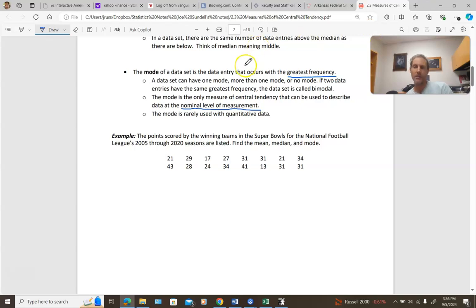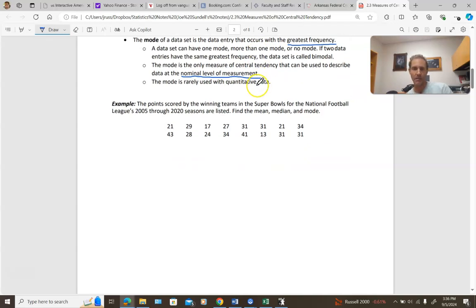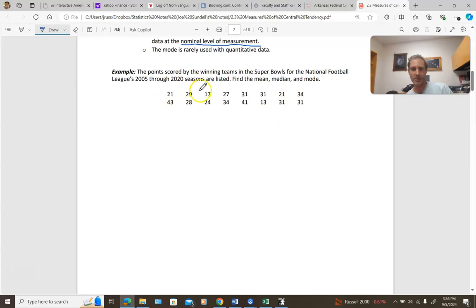All right, so now what we're going to do is find these three descriptive statistics from a data set. It says the points scored by the winning teams in the Super Bowls for the National Football League 2005 through 2020 seasons are listed. Okay, so we want to find the mean, the median, and the mode.